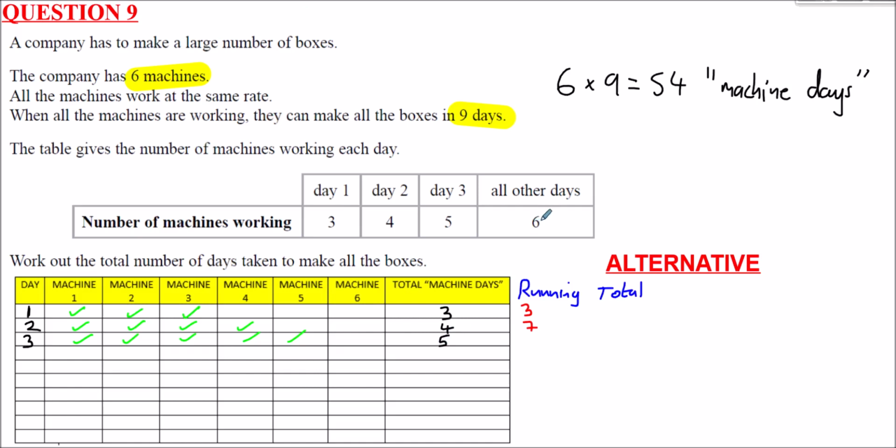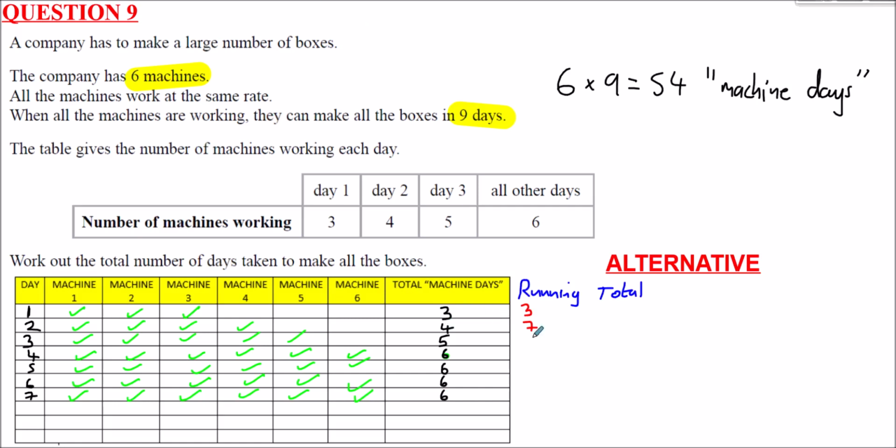Then from then on out, each and every machine is working for all the other days. So day 4, day 5, day 6, day 7, and so on. Each and every machine's working. So 1, 2, 3, 4, 5, 6. You can obviously do this yourself much quicker than I'm doing it here, just by not talking about it and just cracking on, but you'll hopefully see the process. So that's another 6.